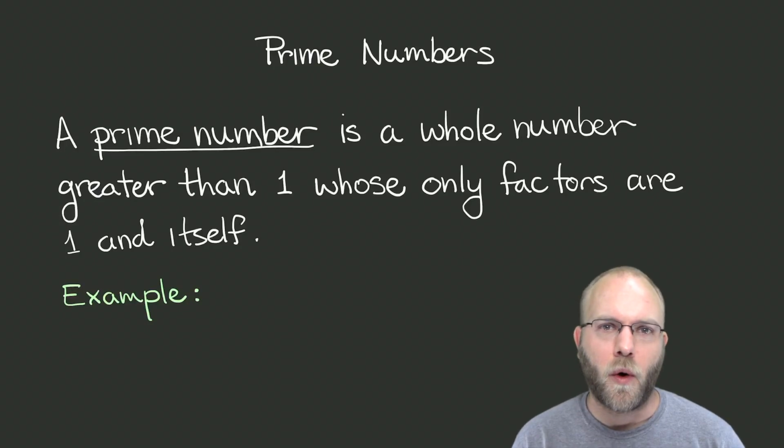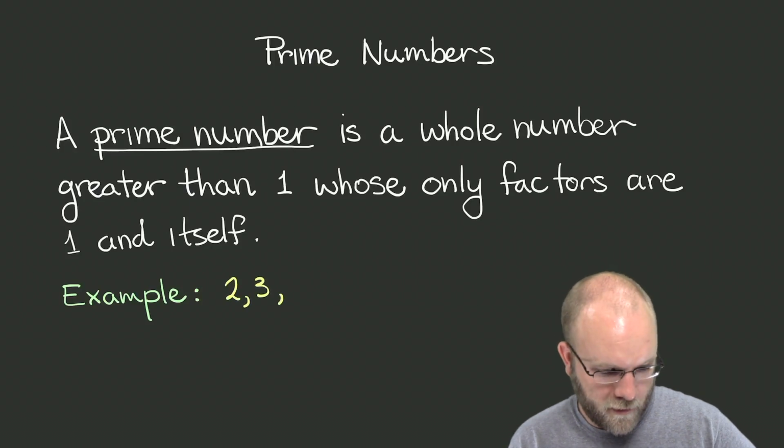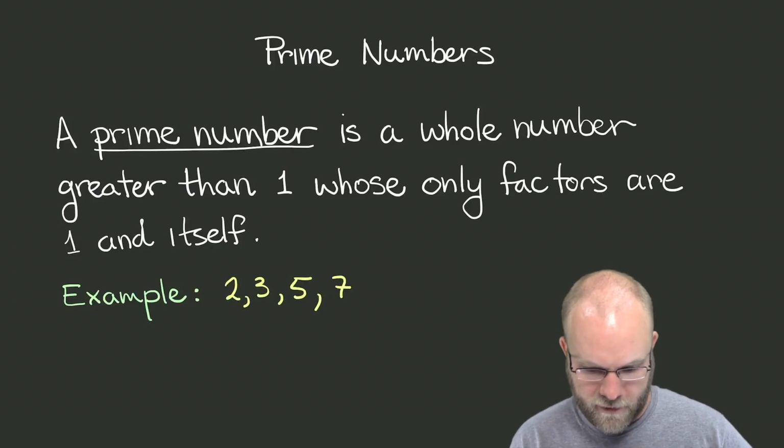A prime number is a whole number that's greater than 1 whose only factors are 1 and itself. So for example, the first four prime numbers are 2, 3, 5, and 7.